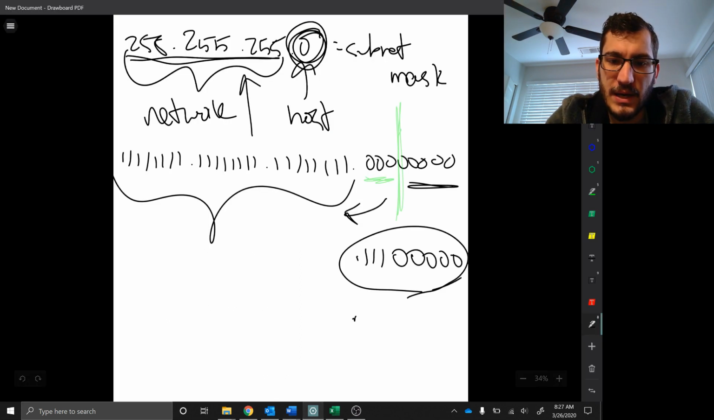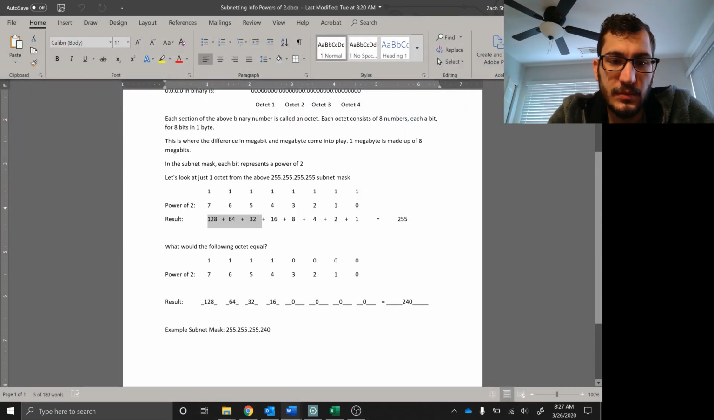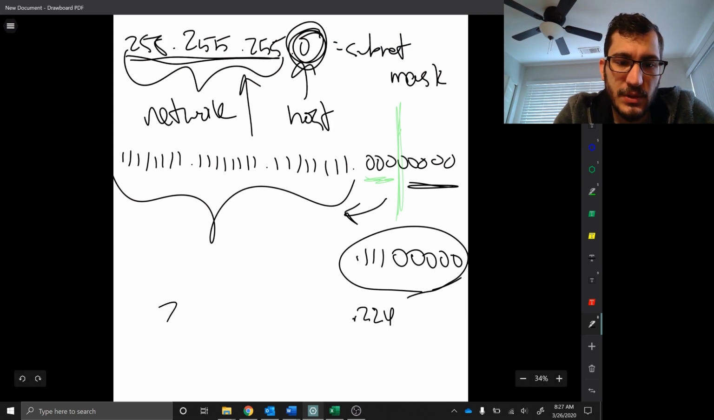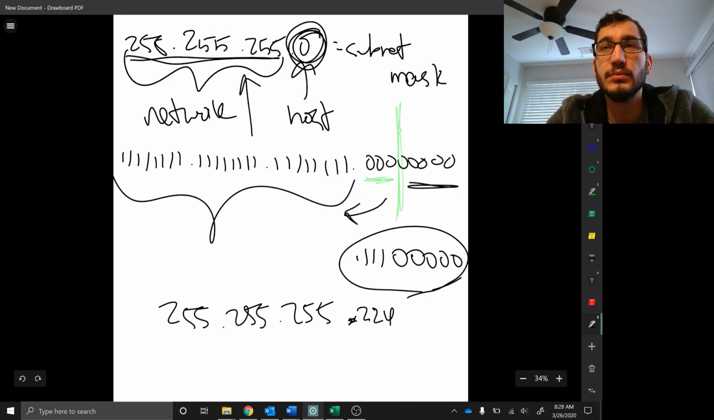So this is a dot 224, right? Let me just check the subnetting info: 128 plus 32 is 160, 160 plus 64 is 224, yeah. So this is a 224. So this subnet mask would be 255.255.255.224. Woohoo!